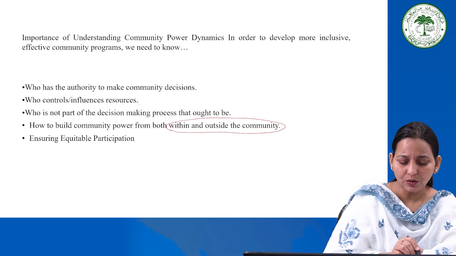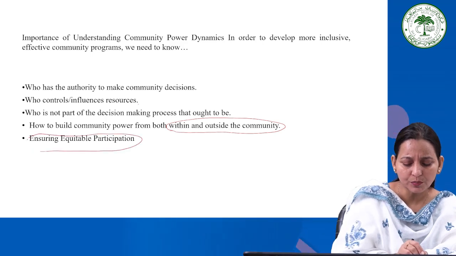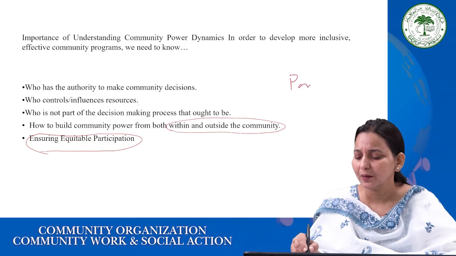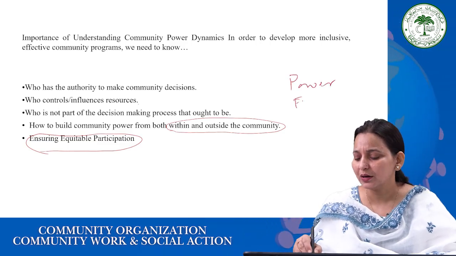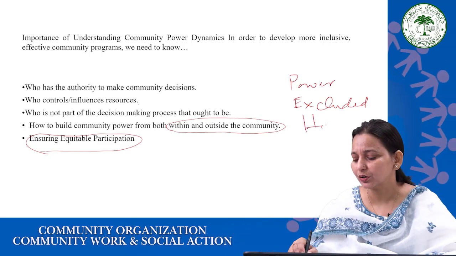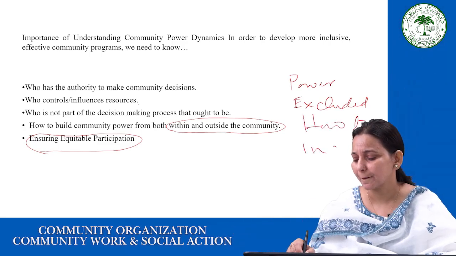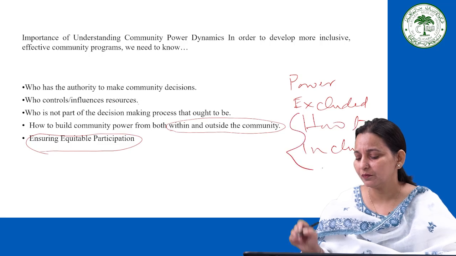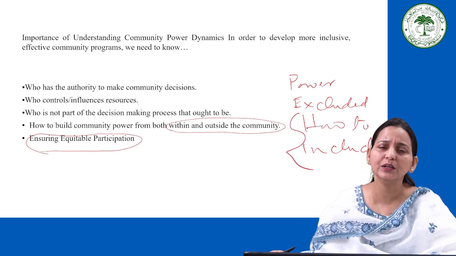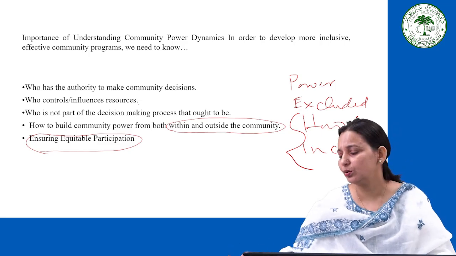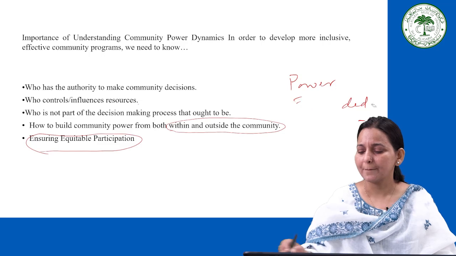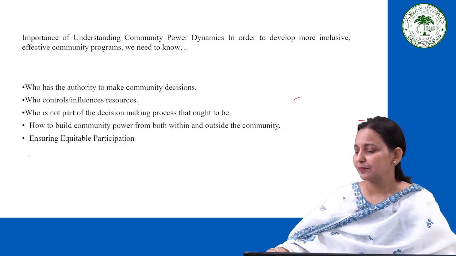So after understanding all this, you will be able to ensure equitable participation, because now you understand who is in power, right? First thing, who is in power, who is excluded, and how to include them. Then you can easily identify how to include those excluded people, right? So let's move ahead with the same topic.